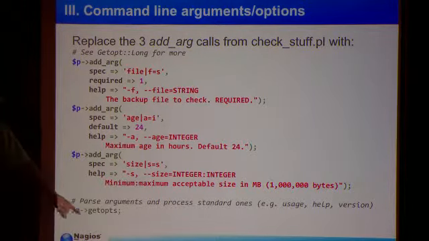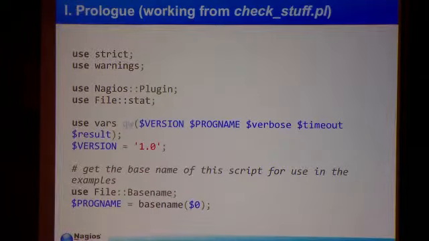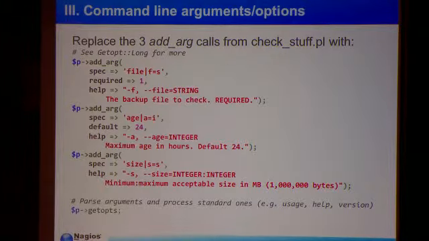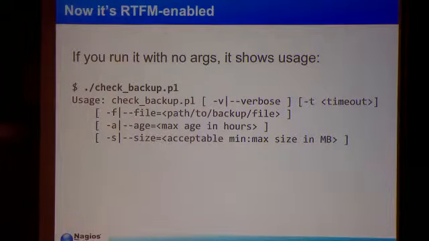And then the GetOpt module uses GetOpt Standard. It's included in Nagios Plugin. And that processes all the arguments that come in on the command line and matches them up with the things you've just defined. So now our plugin is already RTFM enabled, just like other plugins. You can give it the -H, or if you run it with no arguments, because the file argument is mandatory, it says, no, that's impossible, and prints out the usage statement.